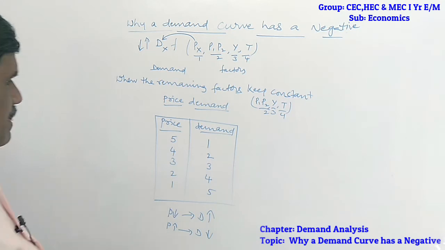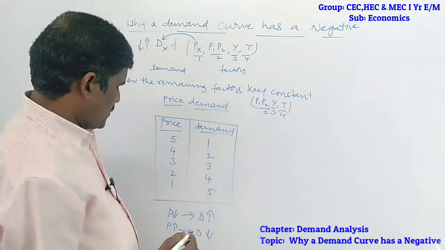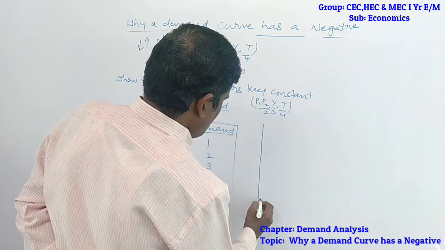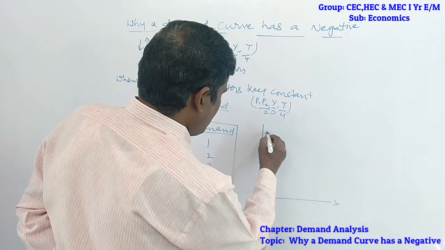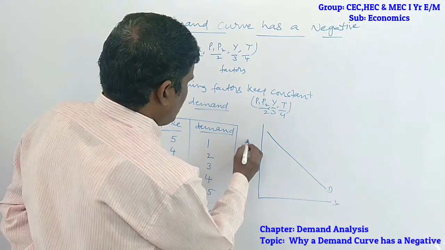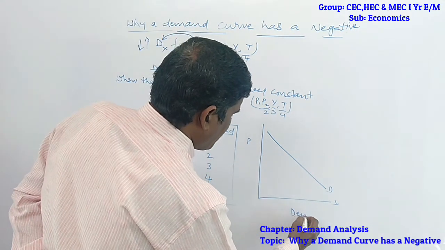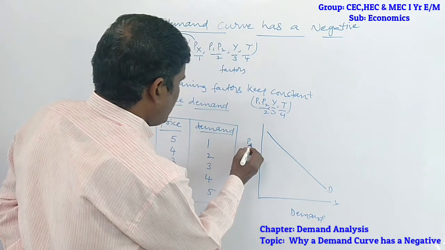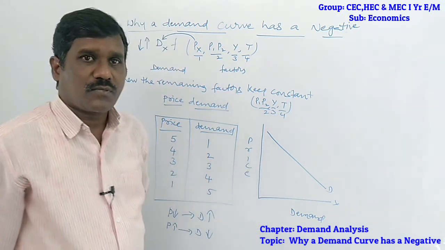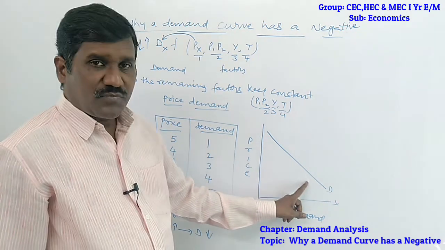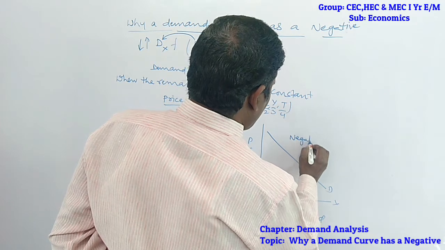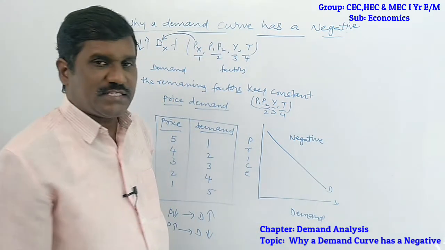An opposite relation. According to this schedule, the demand curve slope, which I already discussed. This is the demand curve. Here price, here demand. This is called the demand curve. The demand curve slope is negative.